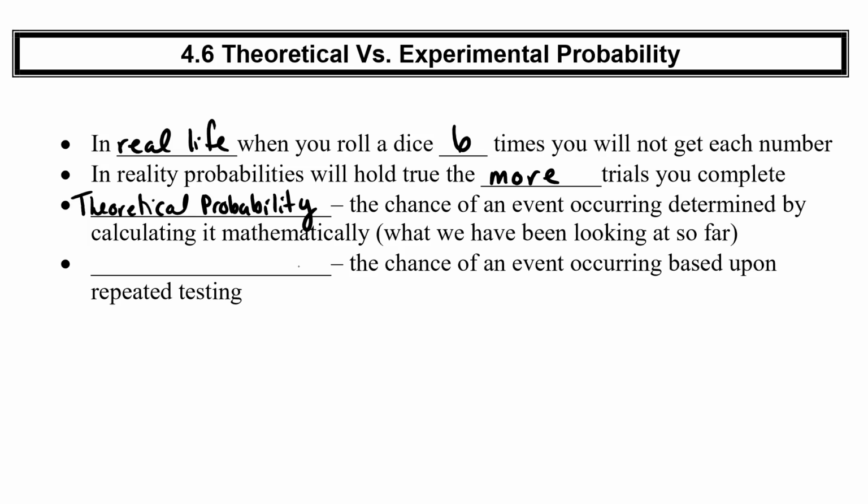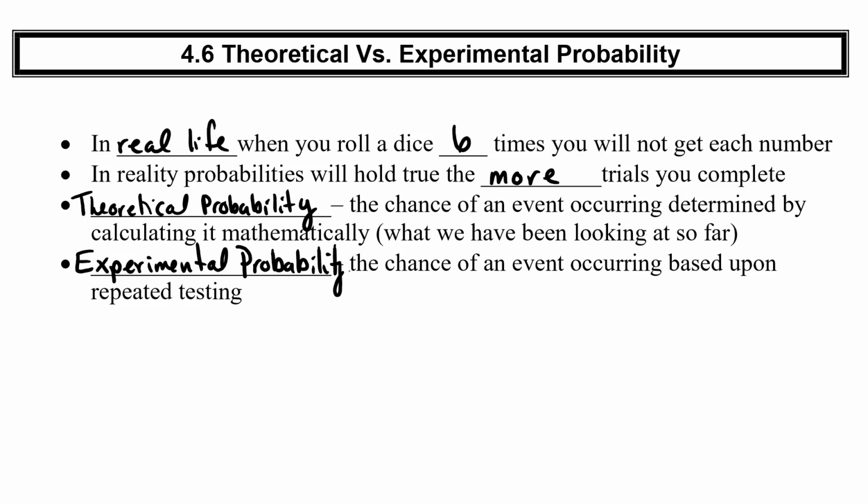However, in reality, sometimes we don't get the exact same results as theoretical probability. There's a name for that. Okay, so the probability that happens through experiments is called experimental probability. So that's the chance of an event occurring based on repeated testing.